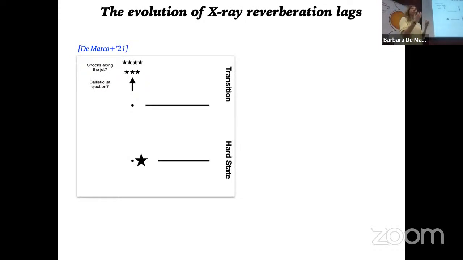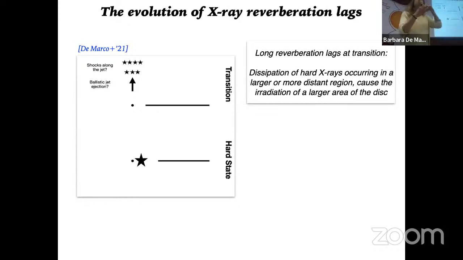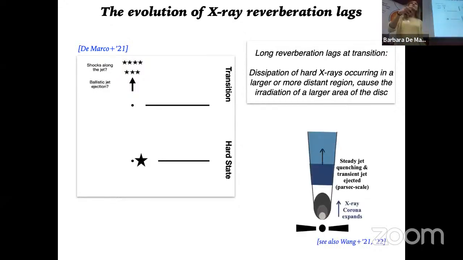So in the hard state, the main region of hard X-ray dissipation is located close to the black hole, while at transition, the region where dissipation occurs is likely associated with the jet. So this would explain the long reverberation lag, because if dissipation occurs in a region that is larger or more distant from the disk, then it would irradiate a larger region of the disk, and so it would produce longer lags. This scenario was independently proposed by other authors, and a few days ago a new paper came out that showed that this feature, this long reverberation lag at transition, is present in other sources observed by NICER.